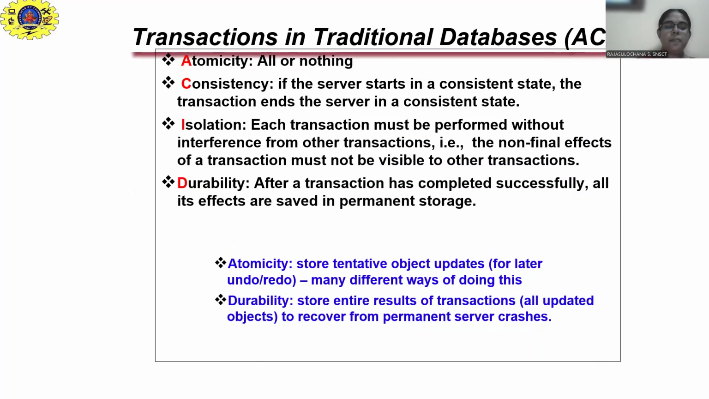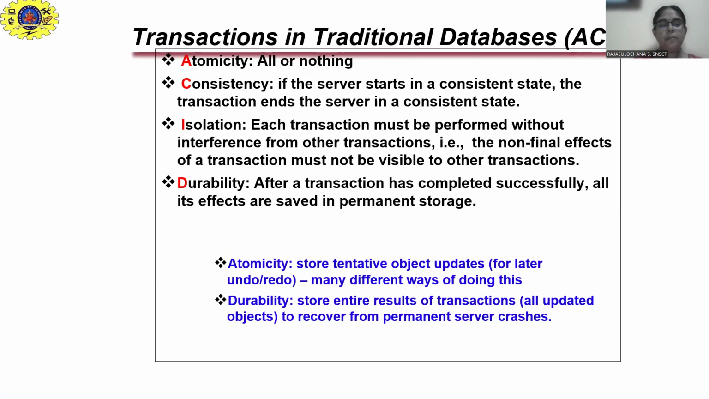So these are the ACID properties that we have been discussing before. In traditional databases, the transaction that is happening has to satisfy the ACID properties. Atomicity means the all or nothing principle that we have discussed earlier. Consistency means that if more than one transaction is happening concurrently, it has to be ensured that the transaction leaves the server in a consistent state. That is what consistency is about.